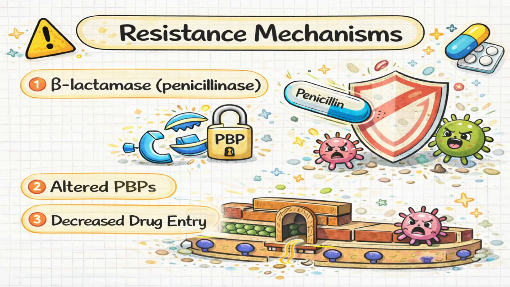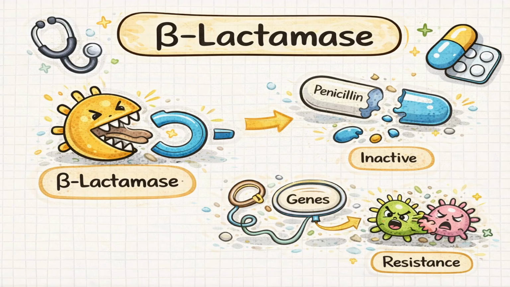Bacteria can become resistant to penicillins in three major ways. First, by producing beta-lactamase enzymes, which destroy the beta-lactam ring. Second, by altering PBPs, preventing drug binding. Third, by decreasing drug entry through the outer membrane. So when penicillin therapy fails, always consider antibiotic resistance.